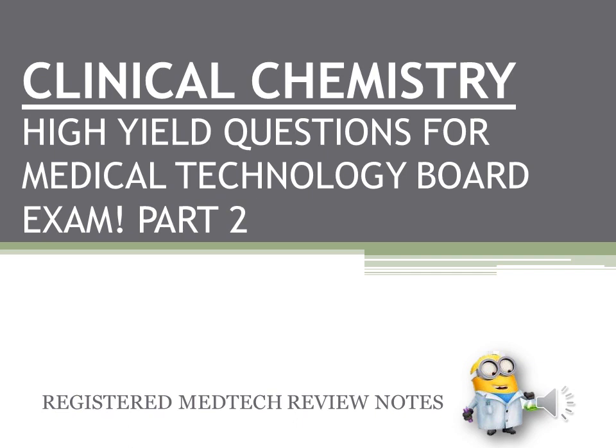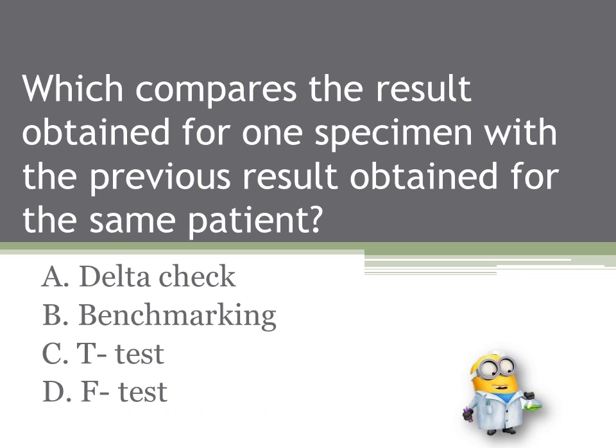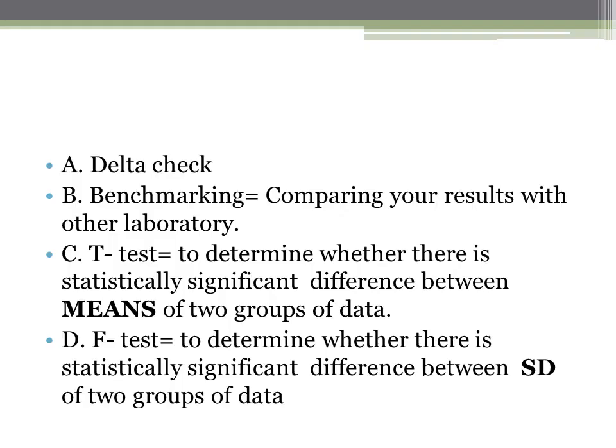Let's start. Which compares the result obtained for one specimen with the previous result obtained for the same patient? A. Delta check, B. Benchmarking, C. T-test, D. F-test. The correct answer is A. Delta check. Siya yung comparing the result from the previous result within the same patient. Ang benchmarking naman, comparing your result with other laboratories.